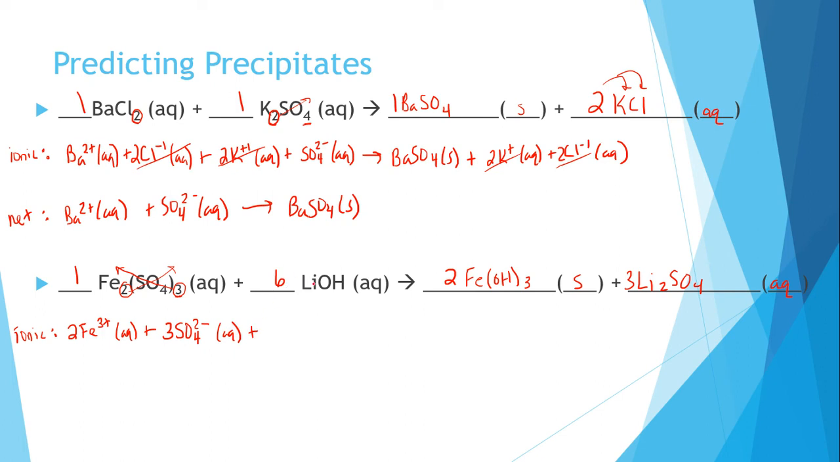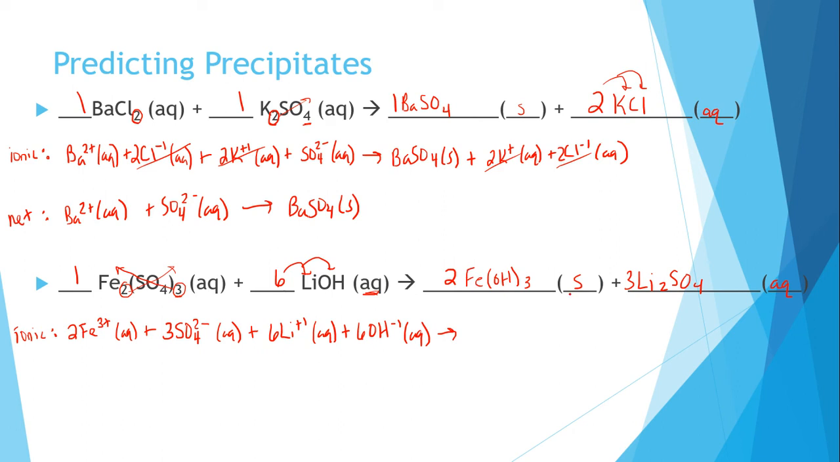Plus, I can split this one apart because it's aqueous. This 6 gets distributed to everything. 6 Li plus 1 plus 6 OH, and then OH has a negative 1 charge from our polyatomic chart, yields.